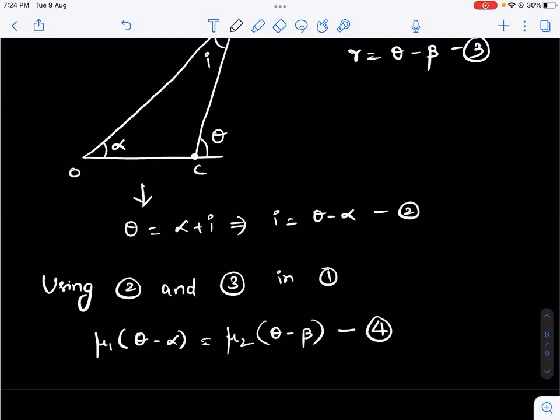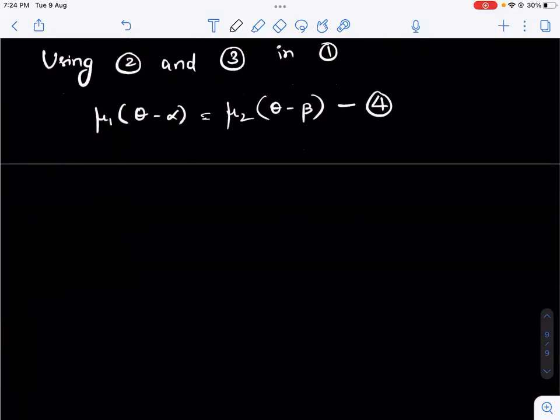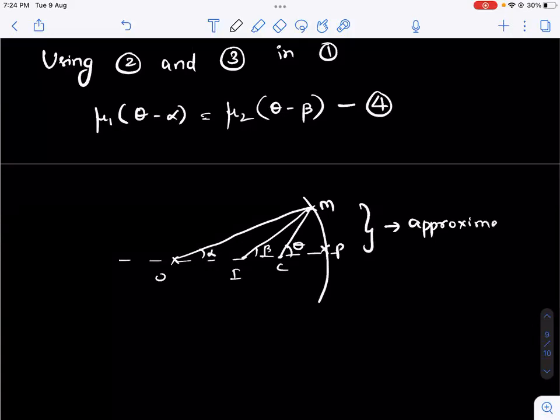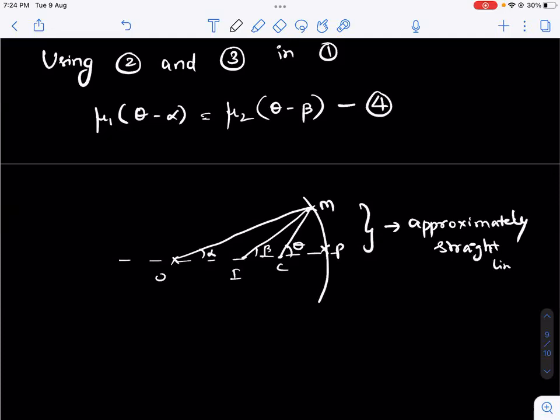Now comes the next point, that is, if I look at the different kinds of triangles that are possible with respect to M, so this is M, this is P, you have the principal axis here, right? From M, if you join to O, you get alpha here. If you join it to I, you get beta here. If you join it to C, you will get theta here, right? I told you that PM is approximately a straight line.